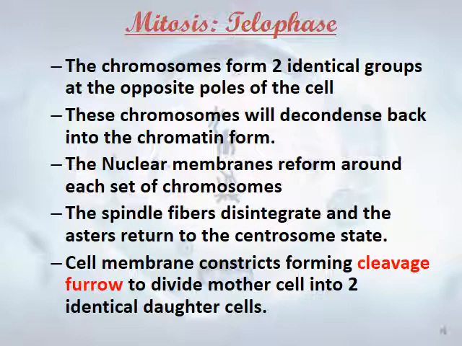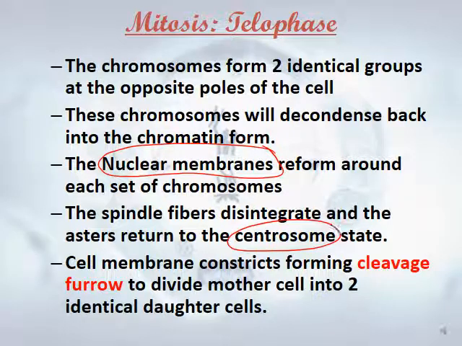So the events of telophase: the chromosomes form two identical groups at the opposite poles of the cell. These chromosomes decondense back into the chromatin form. The nuclear membranes reform around each set, so nuclear membranes will reappear again. The spindle fibers disintegrate, and the asters return to the centrosome. So asters will go back to the centrosome state. The cell membrane constricts, forming a cleavage furrow to divide the mother cell into two identical daughter cells. So here we talked about telophase.